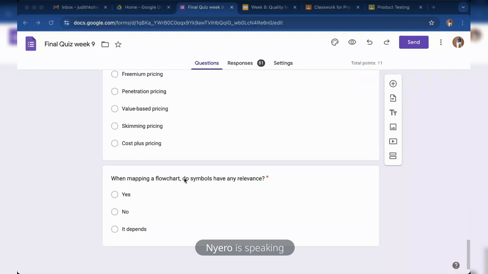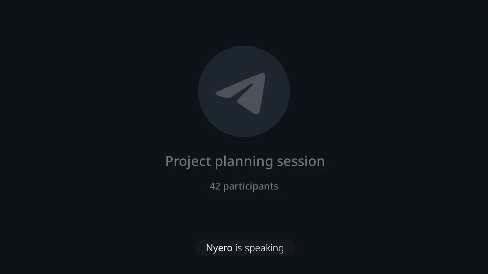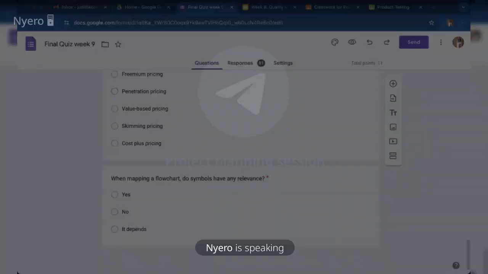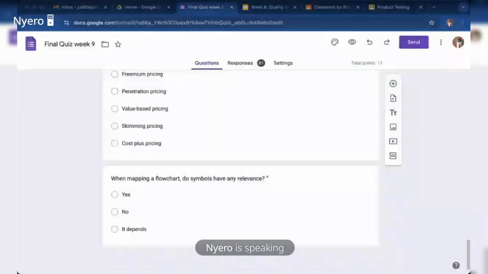When mapping a flowchart, a lot of people got this one because it's easy. When mapping a flowchart, do symbols have any relevance? Yes, they do. So that's it for the revision.